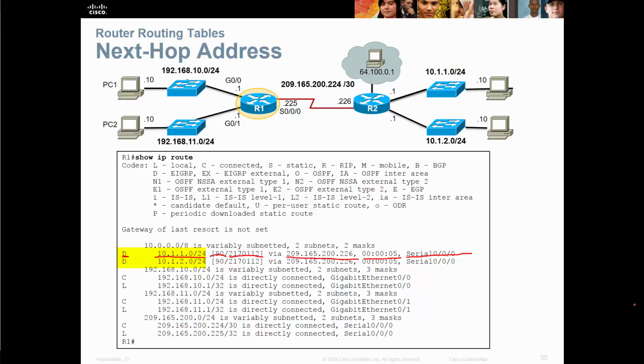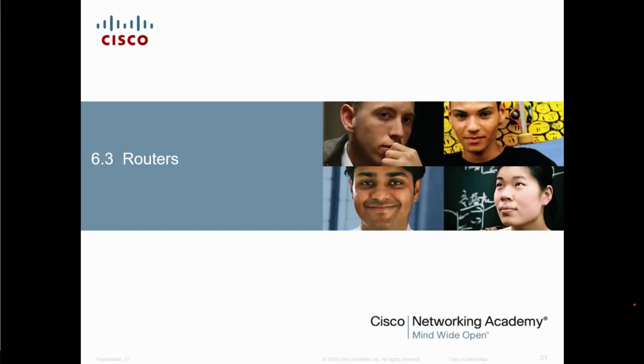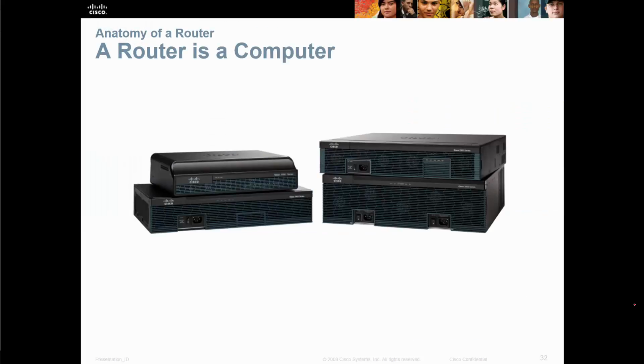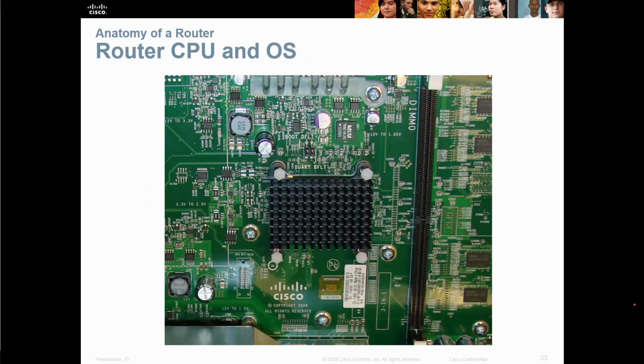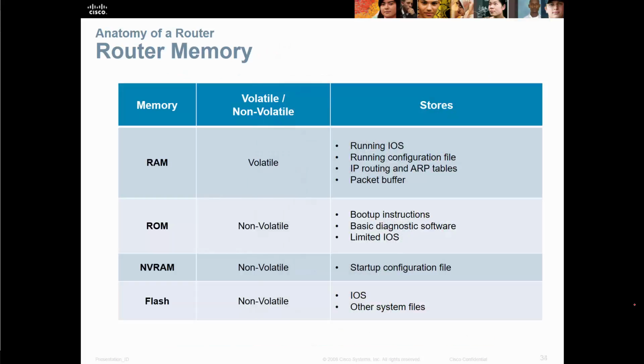All right, moving on to section 6.3, routers that operate at layer 3. They come in multiple different shapes and sizes. The router has a CPU or processor, or multiple processors depending on size, and it has an operating system. It has things for storage, like RAM and ROM and NVRAM and flash.